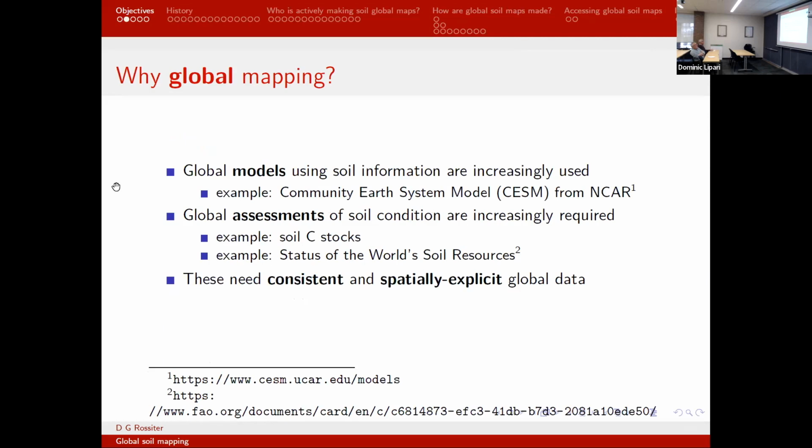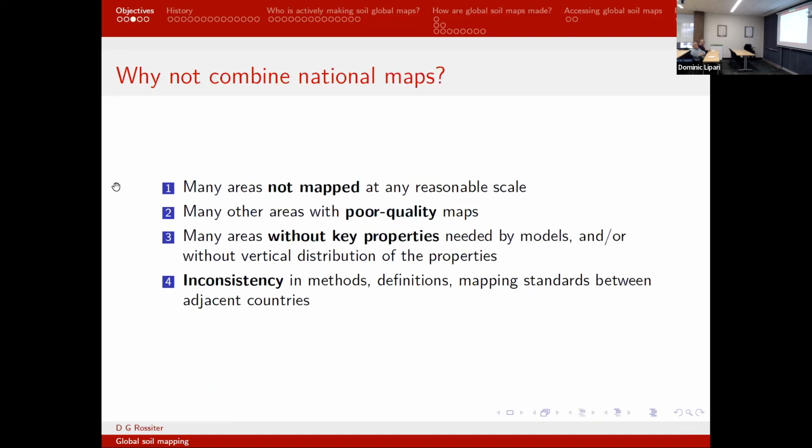And it has to be, of course, spatially explicit, because you would like now not only to have something, let's say, country by country. You'd like to really know where things are happening. So you'd like to have a global mapping effort. So why not combine national maps? That'd be the obvious thing. We have a lot of countries in the world. And I'm talking now specifically about soil resource mapping.